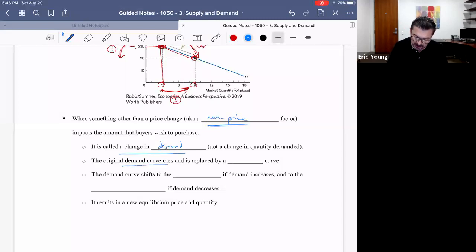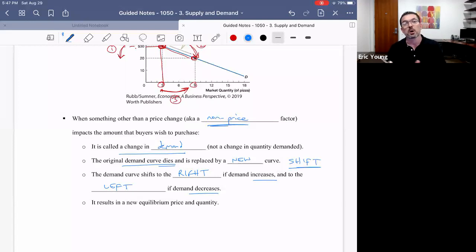And this is going to lead the original demand curve to die and be replaced by a new demand curve. This new demand curve, this is our shift. The original demand curve that was based on the original buyer behaviors dies, and the demand curve shifts to a new demand curve. The demand curve will shift to the right if demand increases, and it will shift to the left if demand decreases. So again, non-price factors lead to shifts in the demand curve.